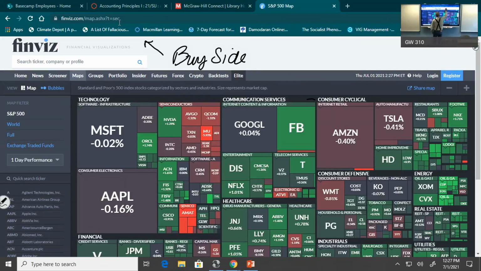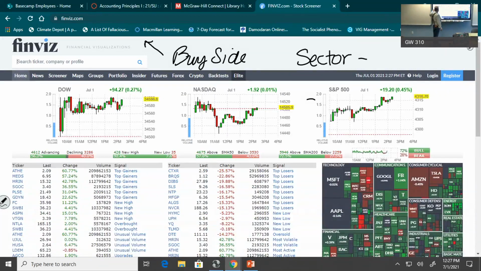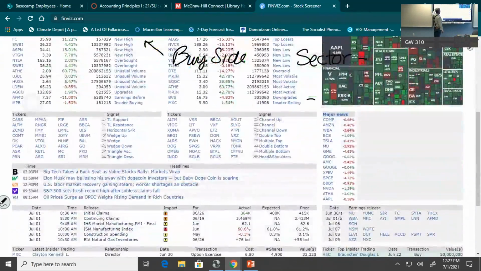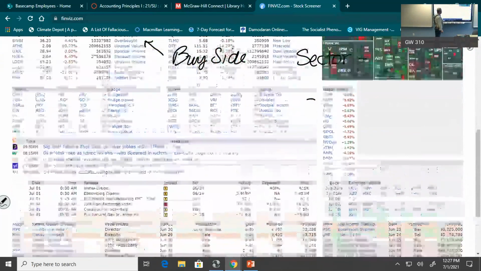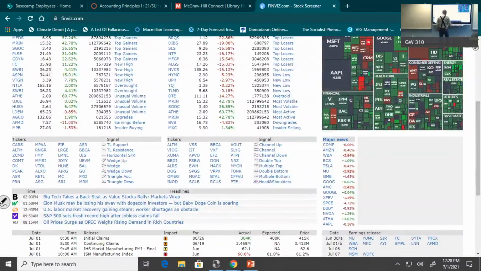And it's done by sectors. We call these sectors of the economy or sectors of business, communication services, healthcare. Now, here, that gives me all these top gainers and top ones that have moved significantly today. So the buy side of accounting, what I consider the buy side of accounting is the analysis that it takes for me to invest in companies in equities.